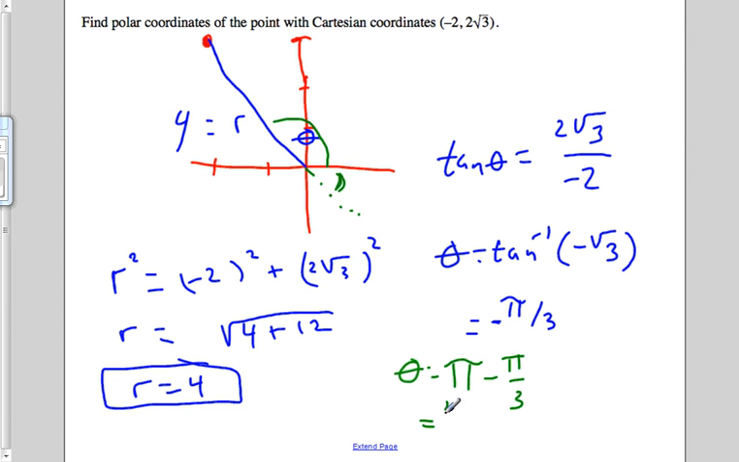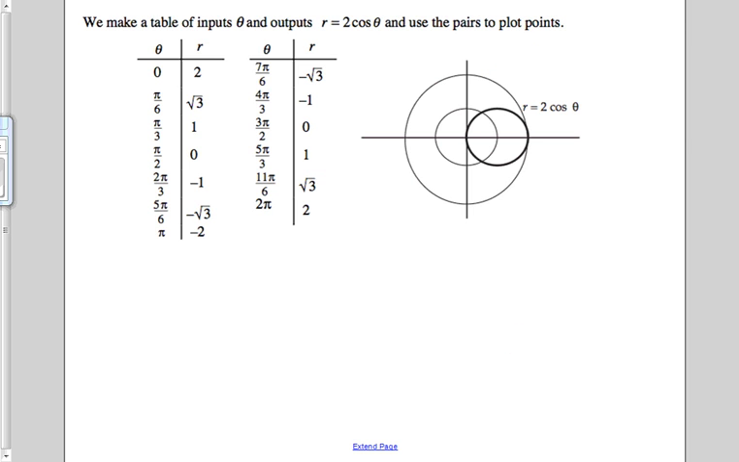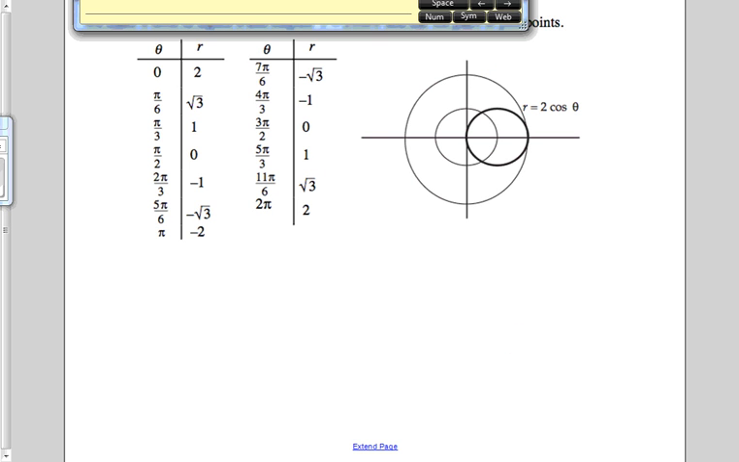That's 2 pi over 3. So in terms of r and theta, what we have is 4 comma 2 pi over 3. So that tells us that we're at a length of 4 and at an angle of 2 pi over 3.